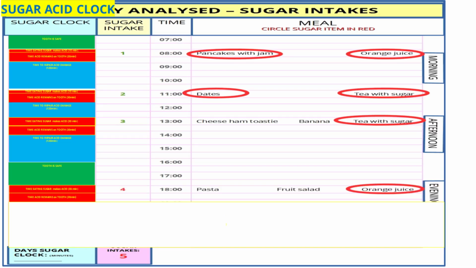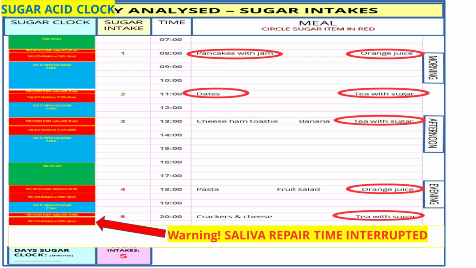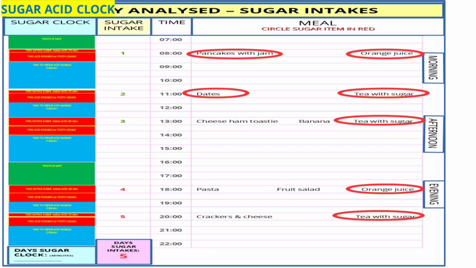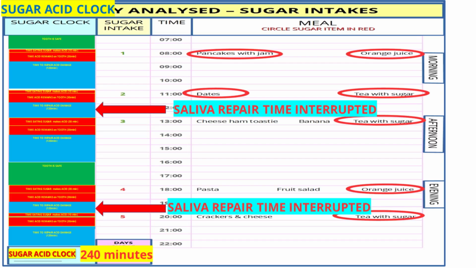Then at 6 o'clock we have another sugar intake with a 60-minute sugar acid clock, and we need 120 minutes for saliva repair. But again, we have tea with sugar at 8 o'clock in the evening, so saliva repair is interrupted. And the 8 p.m. tea has a sugar acid clock of 40 minutes, plus the 120 minute saliva repair time. So the sugar acid clock for the day is 240 minutes, and saliva repair time has been interrupted twice.